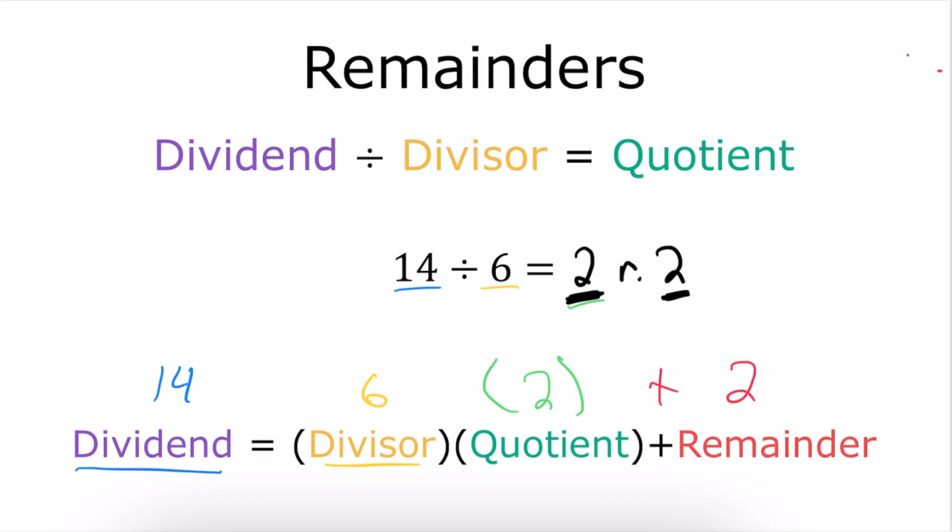And if you check this, 6 times 2 equals 12, and if you add 2, that does equal 14. And so this is one of the properties of remainders. The remainder should always be smaller than the thing that you're dividing by. So if this remainder was like an 8, then that would tell us that we didn't divide it correctly because if you had 8 people, you would still be able to create another group of 6.